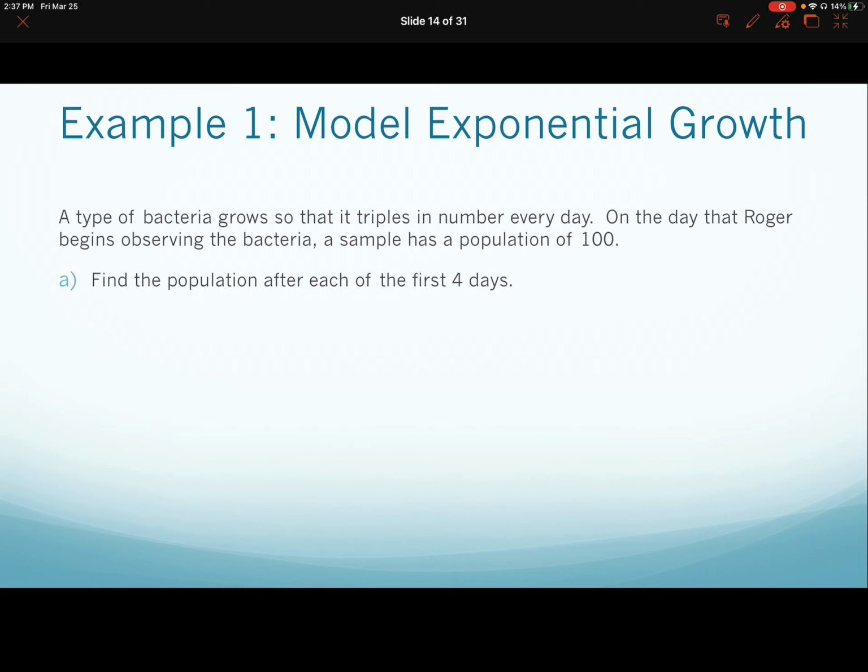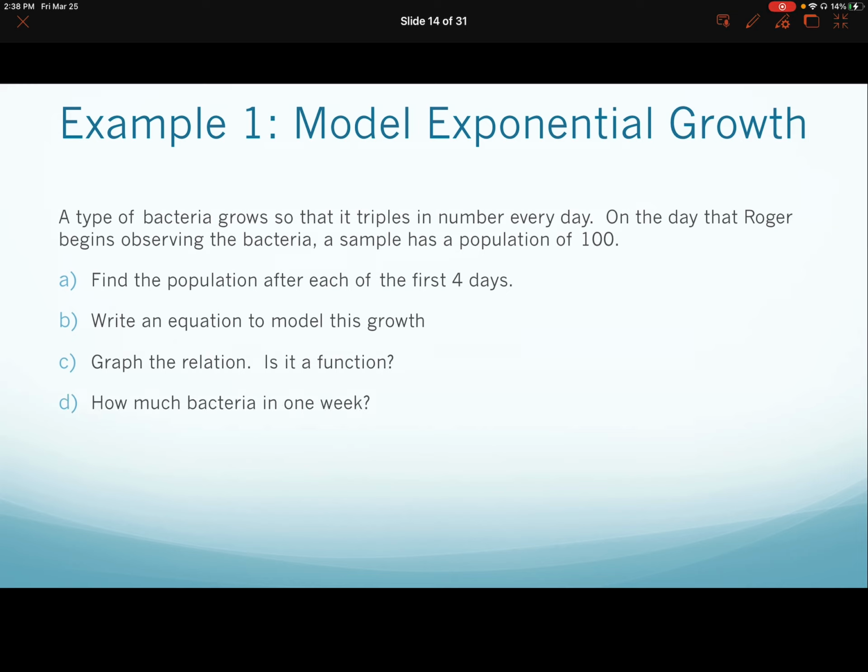So we're first asked to find the population after each of the first 4 days. Then write an equation to model this growth. Then graph the relation and see if it is a function. And then determine how much bacteria will be there in 1 week. We're also going to add 2 weeks to that as well. We're going to look after 1 week and then 2 weeks. And then describe the pattern of finite differences for this relationship.